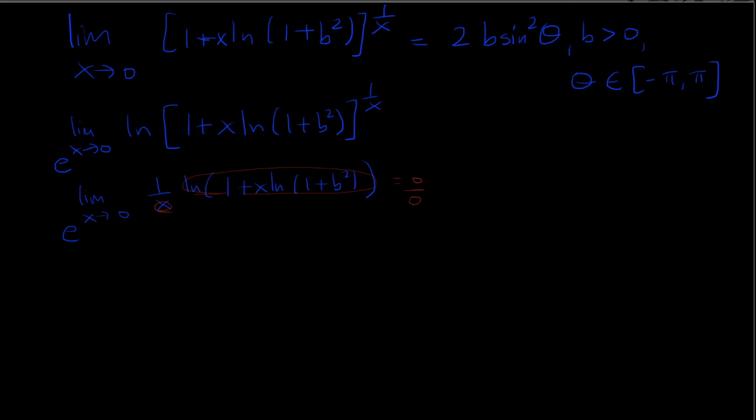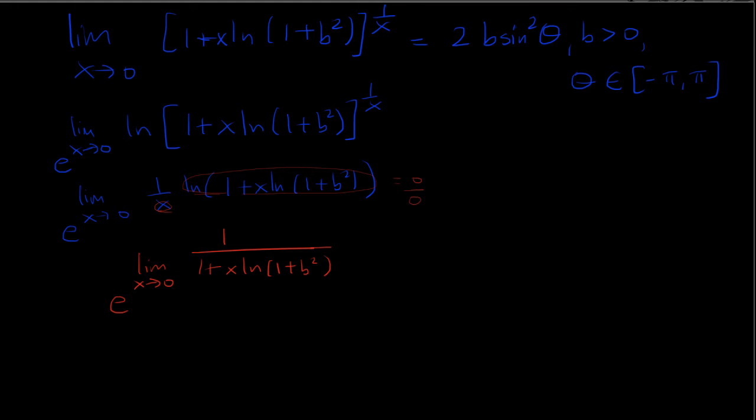So the derivative of the bottom, we can start with that one. That one's just 0. Or sorry, it's 1. So we can ignore the derivative of x. So let's just worry about the natural log. The derivative of the natural log is 1 over the inside times the derivative of the inside.